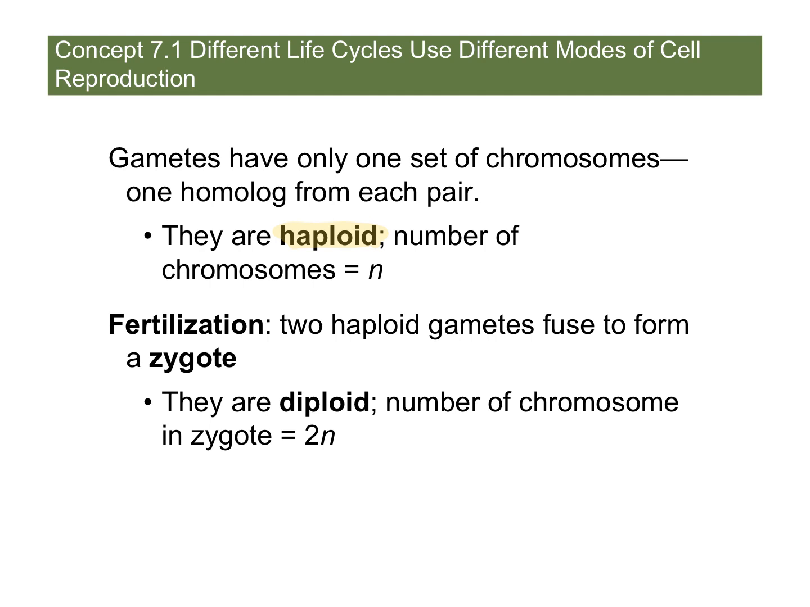So in reproductive cells, each gamete is going to contain half the number of chromosomes, so that when fertilization occurs, the 2 gametes fuse to form a zygote that has a complete set of chromosomes. And so the zygote itself is what is known as a diploid, because the number of chromosomes in the zygote is going to be 2n, or a complete set.